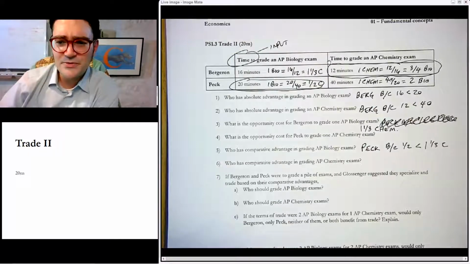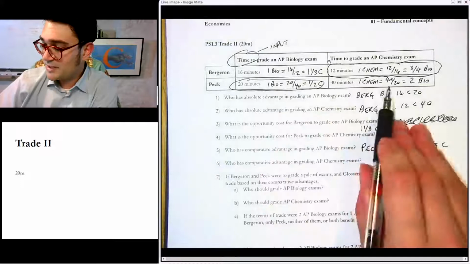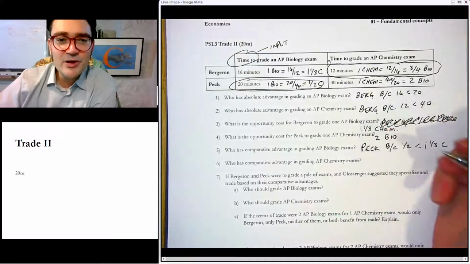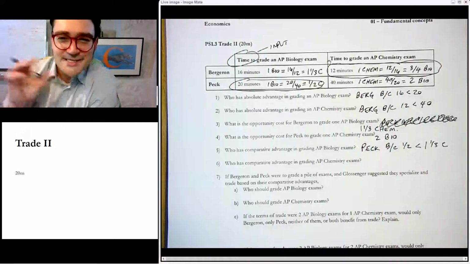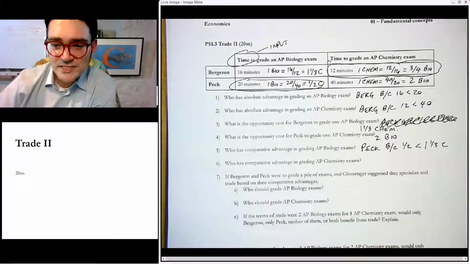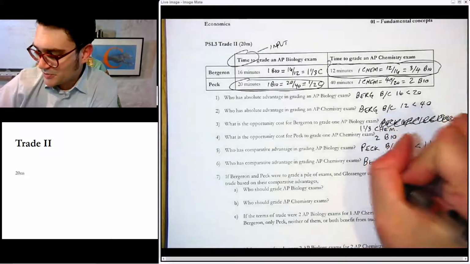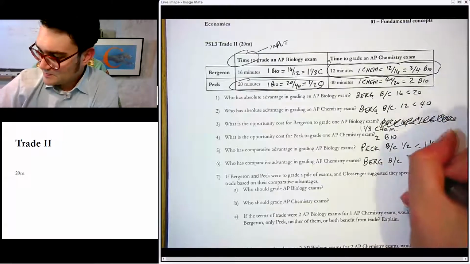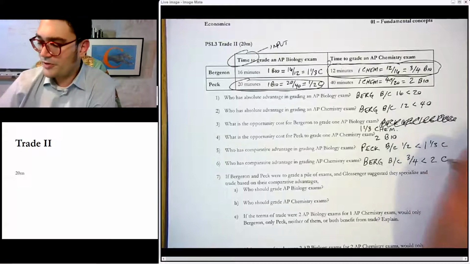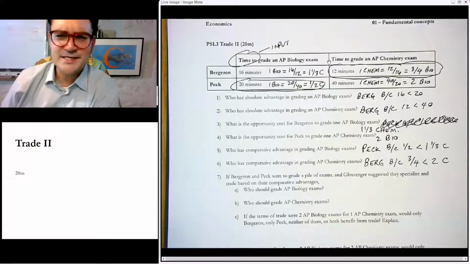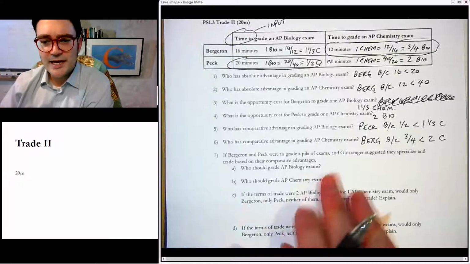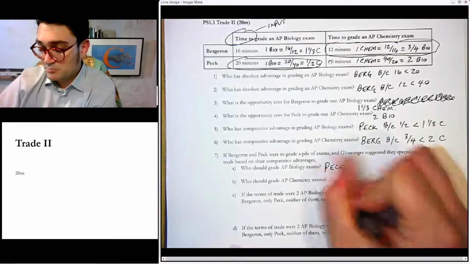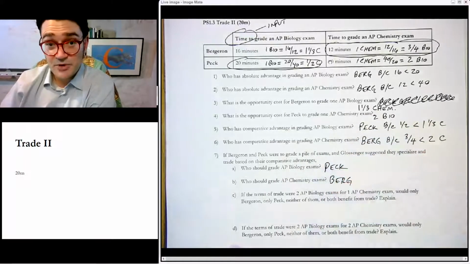What's the cost for Peck to grade a chem test? Peck to do chem is 2 bio. See, I was just all excited to figure out the comparative advantage. Comparative advantage just gets you really excited. Okay, who's chem? Now we're back on the right track here. Bergeron, and that's because 3/4 is less than 2. Who should grade AP Bio? Peck, because he has comparative advantage on it. Who should grade chem? Bergeron, because he has comparative advantage on it.